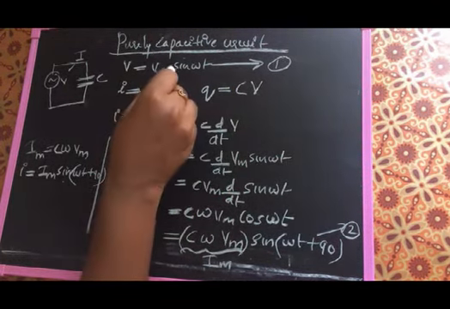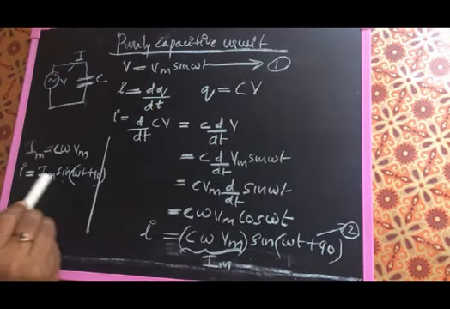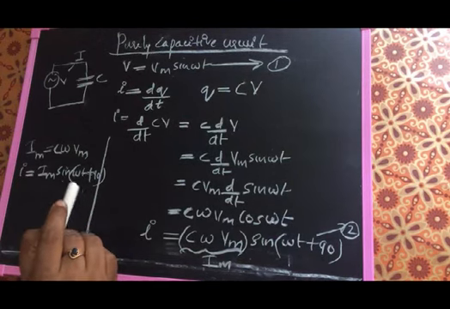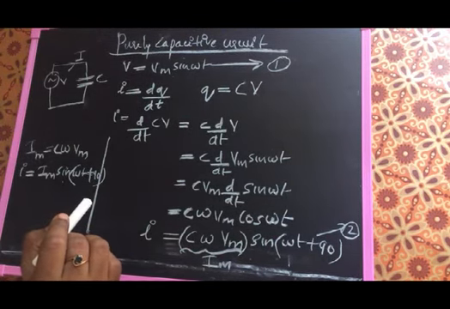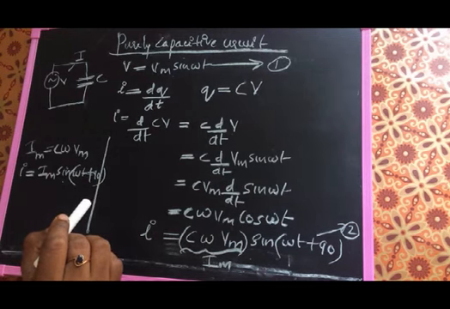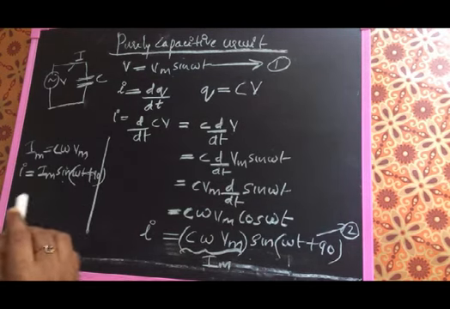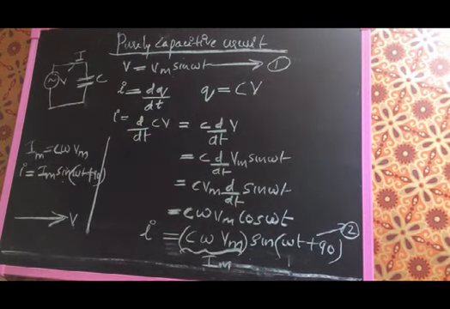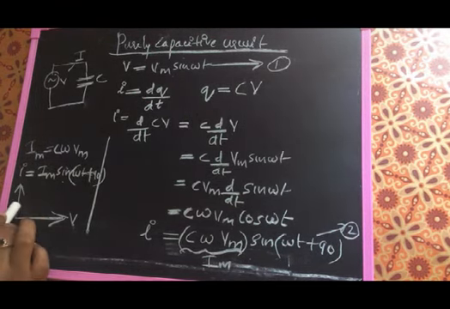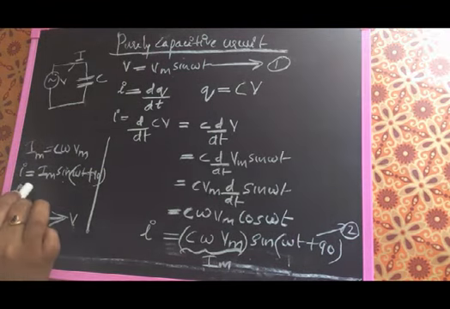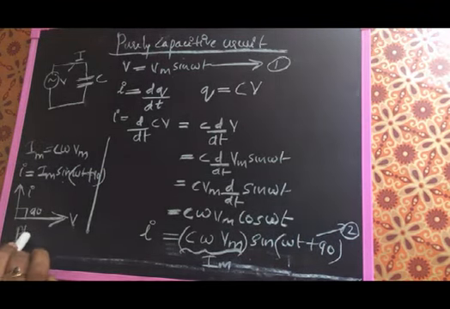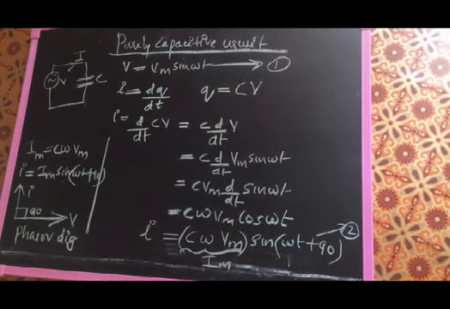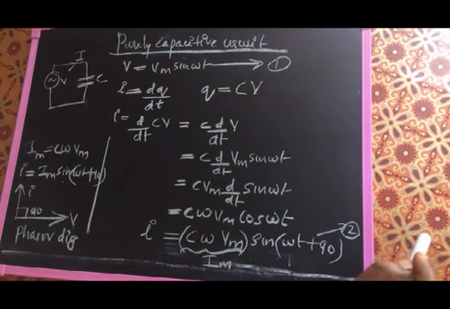So what is the phase difference? Here the reference is voltage and the current is plus 90 degree. That is, current leads by an angle of 90 degree. That is, in a purely capacitive circuit, the current leads voltage by an angle of 90 degree. So if this is the voltage, we have to draw the current phasor as leading by an angle of 90 degree. So this is the phasor diagram.